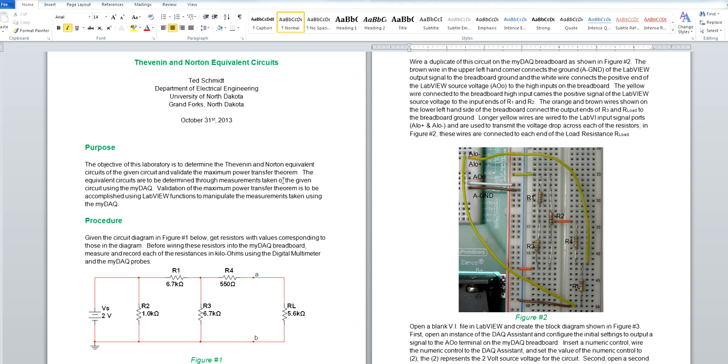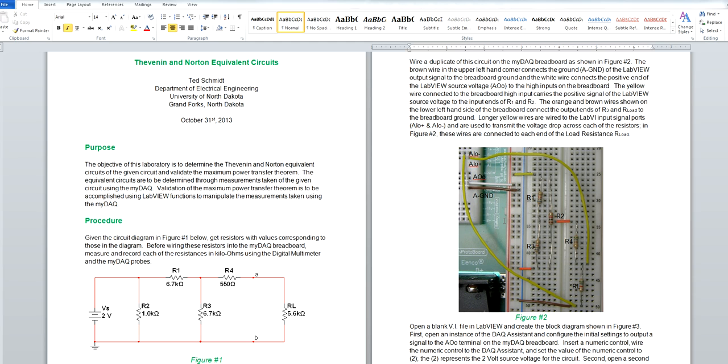Having recorded each one of the load resistance values for resistors 1, 2, 3, 4, and the initial load resistor of 5.6 kiloohms, we're then going to determine the voltage drops across each one of these load resistors. In order to do that, we're going to put a 2-volt voltage source across the circuit and wire the circuit as shown in Figure 2.